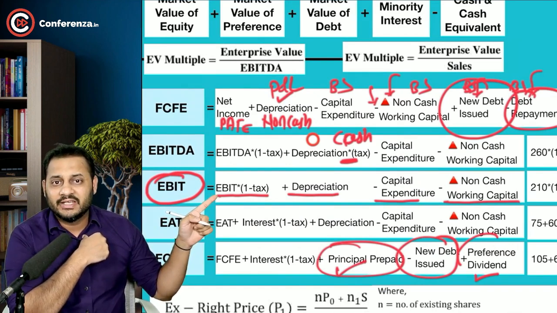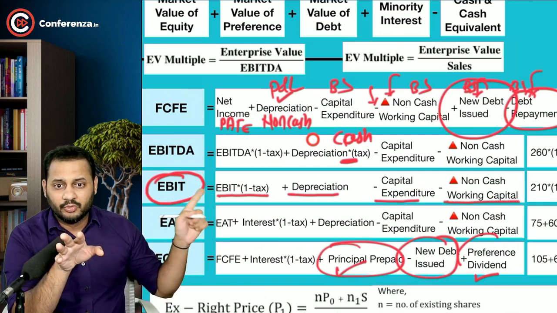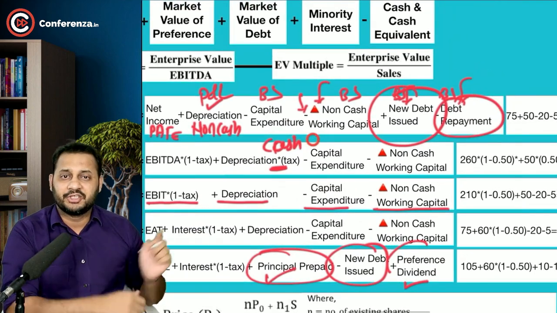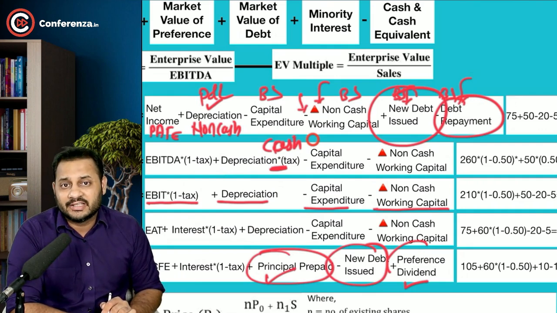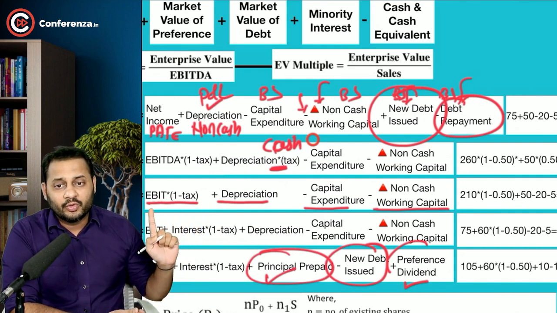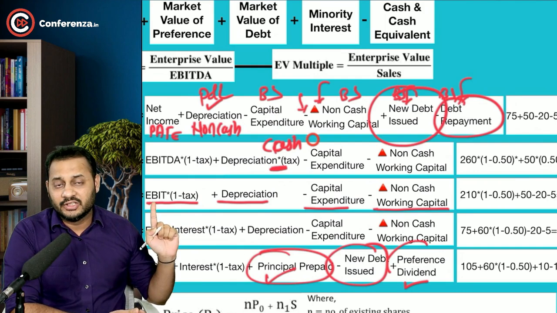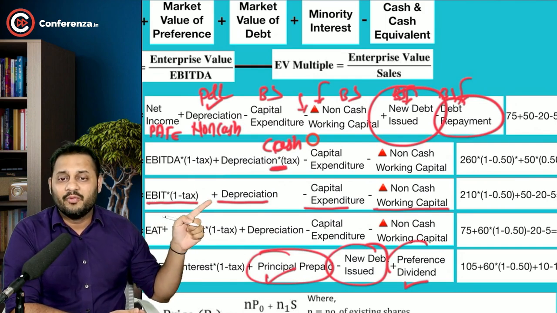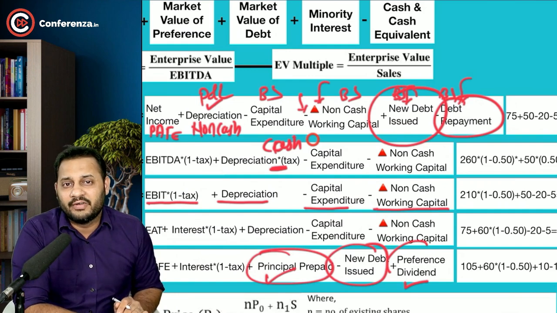So EBIT times (1 minus tax) will ensure that the government is taken out of this figure. Now, the moment you do that, you will have to add the depreciation. Why will you add the depreciation? It's not just the depreciation. Any non-cash expense has to be added, or non-cash income has to be reduced. Why? Because we want to convert this earning into cash flow. That's why we are adding back the depreciation. Depreciation was already deducted to calculate the tax benefit, but now it is time to add it back. Okay, once you add back the depreciation, you have completed the working with the profit and loss account.